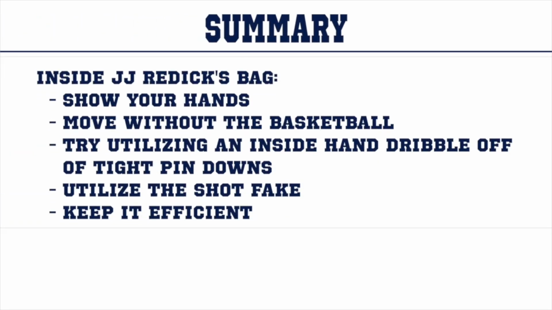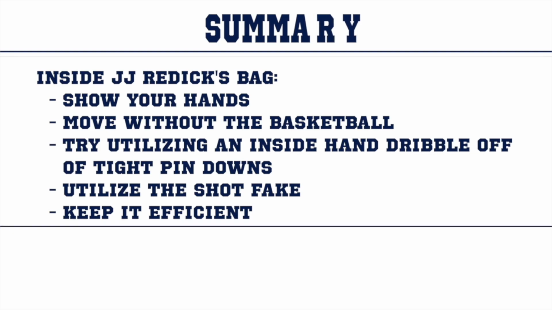All right, so let's review some of the things that we talked about. JJ did a great job of showing his hands, so try to do that as well. When you're moving around on the court, show your hands, let your teammates know that you're open. Move without the basketball. You don't have to have the basketball in your hands to get open. Try using an inside hand dribble when coming off of tight pin downs. Utilize the shot fake, and remember, if you shot fake it, dribble back to the area that they came from, and then keep it efficient.